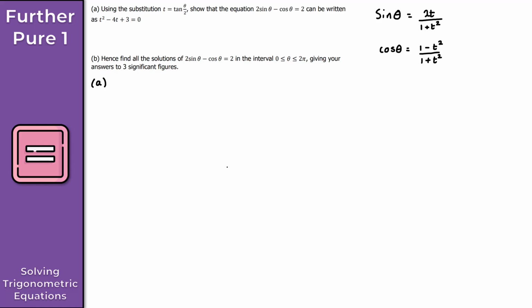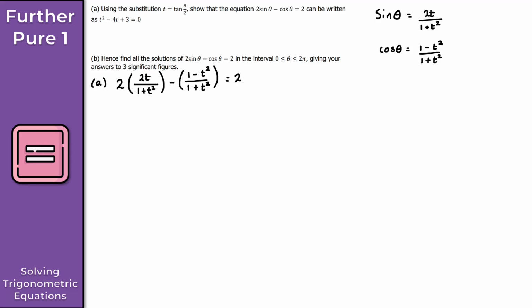So in that case, all I need to do here is replace sine theta and cos theta with their respective expressions. So we get 2 lots of 2t all over 1 plus t squared. Then we subtract cos theta, so minus 1 minus t squared all over 1 plus t squared. And this is equal to 2.